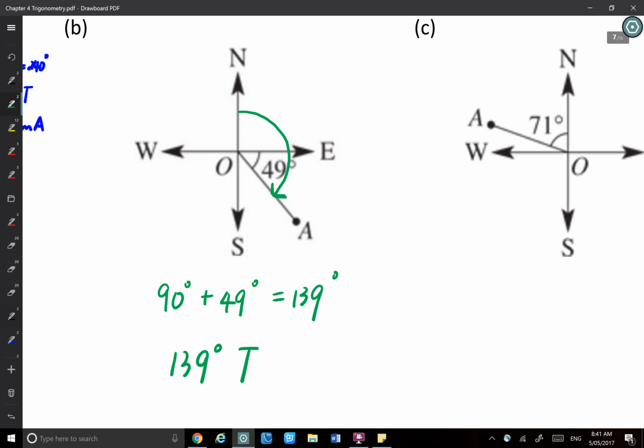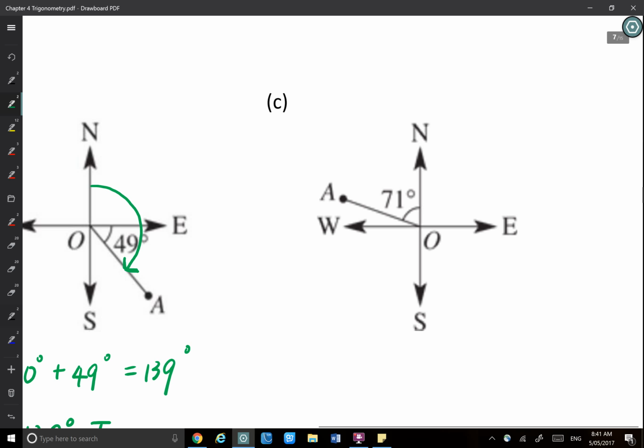Okay, have a think about the next one by yourself. Think about two things. One is from O and the other one is from A for the last one.